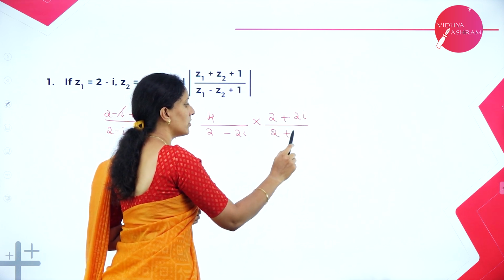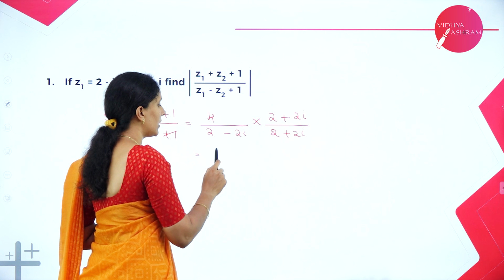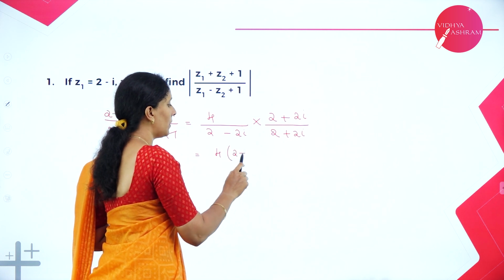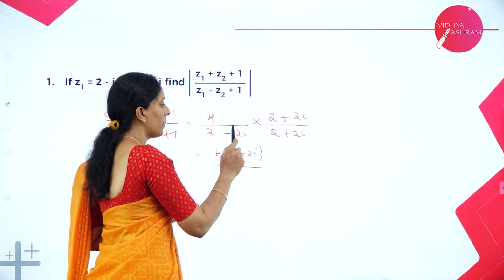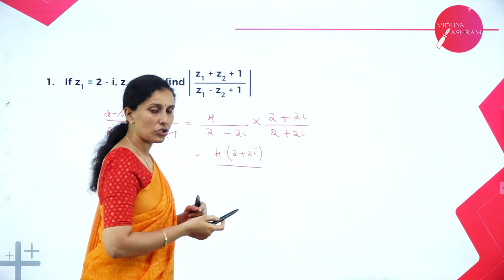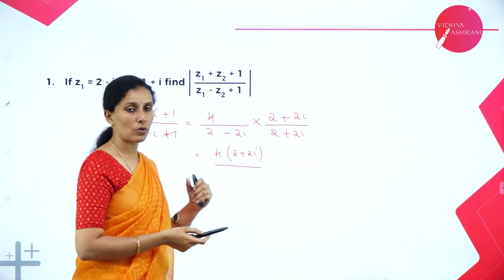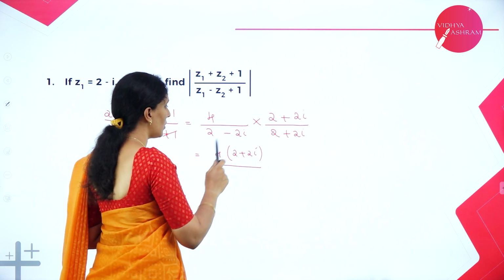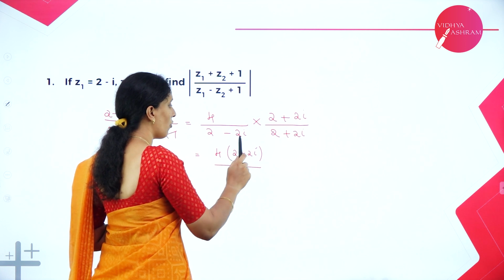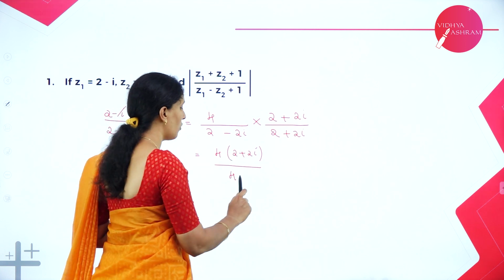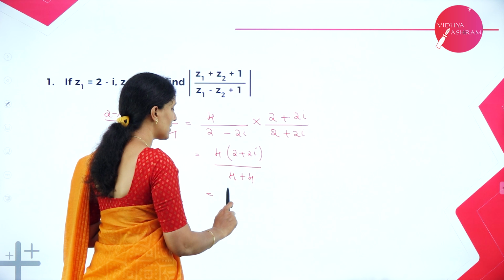So multiply with its conjugate. Then we will get 4 into 2 plus 2i. And here again it is in the form a minus ib, a plus ib, which can be written as a square plus b square for the complex number. So here the value of a is 2 square, which is 4. The value of b is minus 2, whose square is again 4. So you will get this as 4.